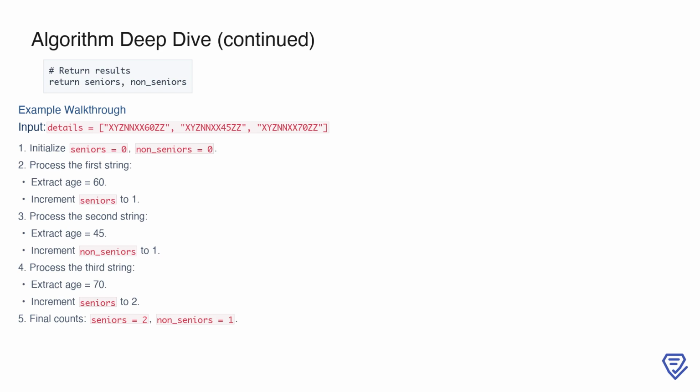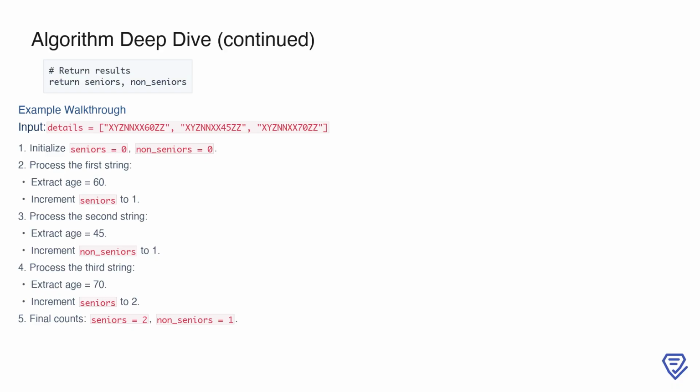Consider the input details equals xyznnxx60zz, xyznnxx45zz, xyznnxx70zz. We start by initializing seniors equals 0 and non-seniors equals 0. Next, we process the first string, xyznnxx60zz. The age substring is extracted as 60, converted to an integer, and since it is equal to 60, we increment the seniors counter to 1.